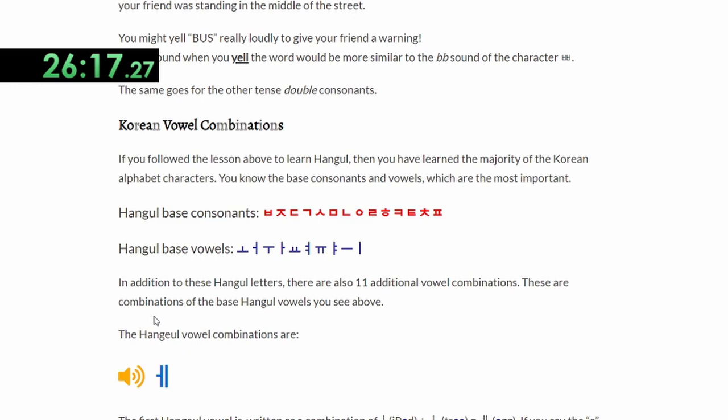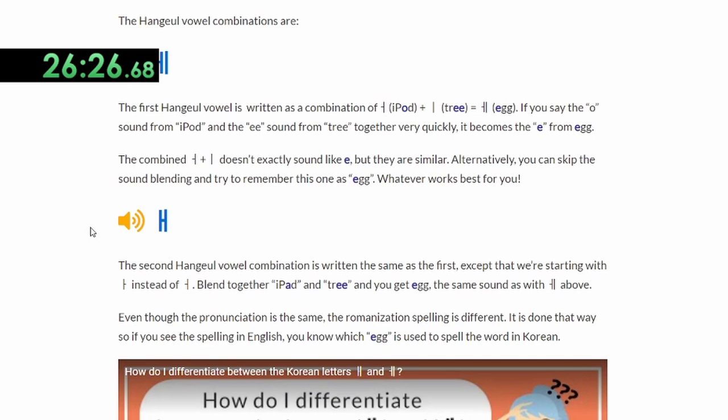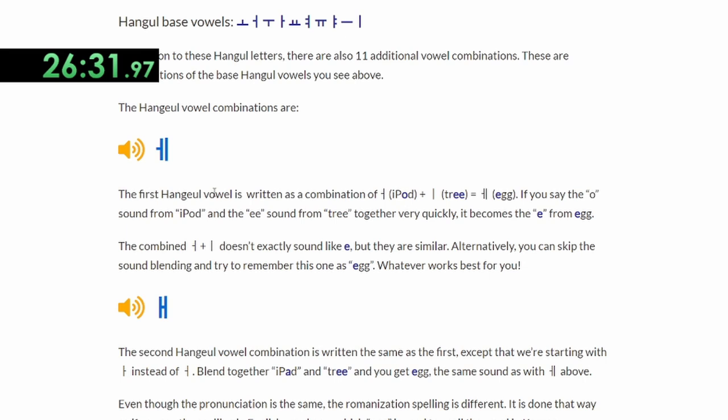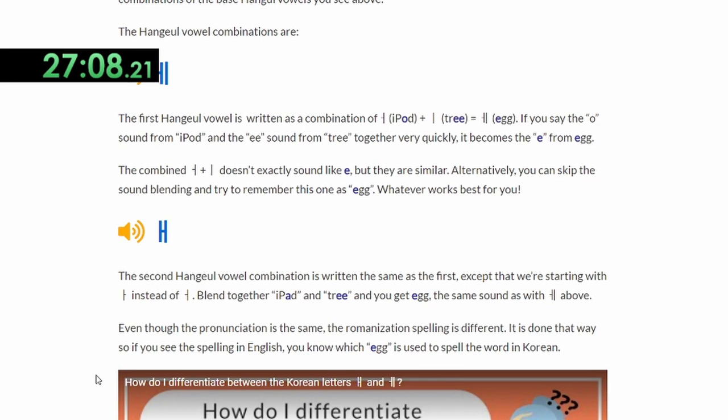Okay, and then you can also combine the vowels. There's only two vowel combinations, it looks like. So this one is the O and the E, and it becomes the E as in egg. And this one is the A as in iPad and the E from tree, and you get egg, the same sound. Even though the pronunciation is the same, the romanization spelling is different. It's done that way so if you see the spelling in English, you know which one is used to spell the word in Korean. And they have a video about how to differentiate.